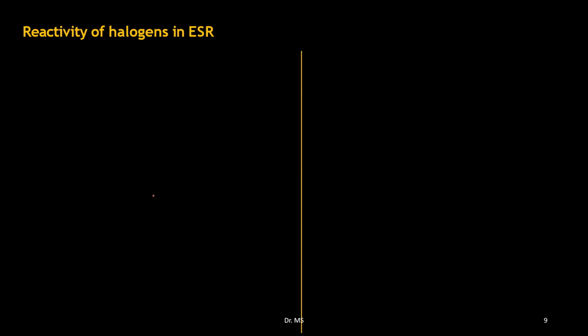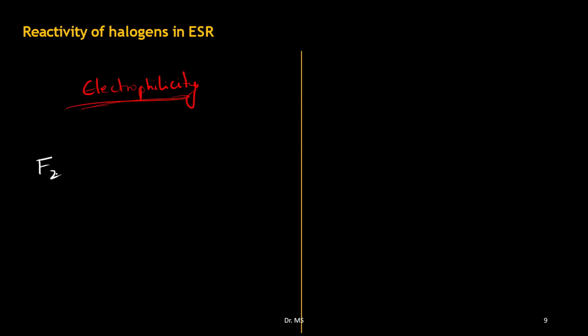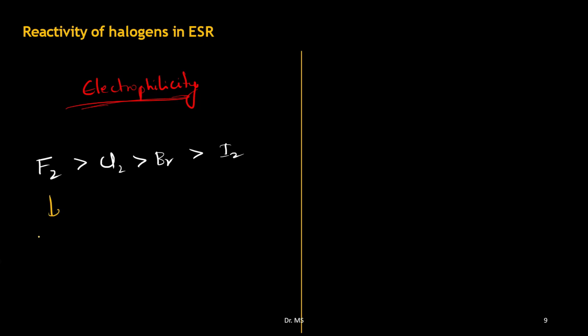So let's see the reactivity of the halogens in electrophilic substitution reaction. That depends on the electrophilicity, that means which one will be the strongest electrophile. The order will go like this: fluorine is the strongest electrophile, so it is highly reactive compared to chlorine, compared to bromine, compared to iodine. So from this, you can say fluorine is highly reactive.